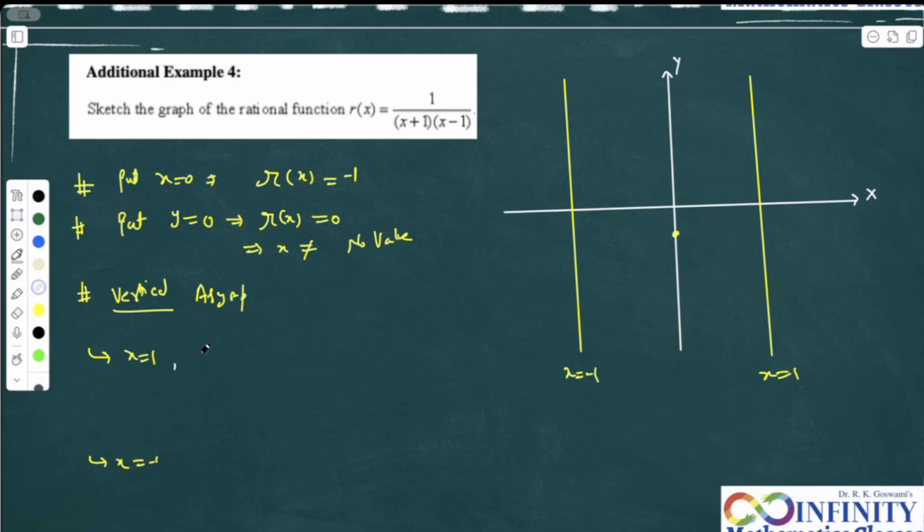For x equals 1, please try to help me. If x is going to be like 1.1, what should be the value of R(x)? Is it positive or negative? And when x is going to be like 0.9, please help me with the value of R(x). I need to check the positivity and negativity basically. For 1.1, it would be 10/21, which is positive. So I'm expecting that the graph should be somewhere like this.